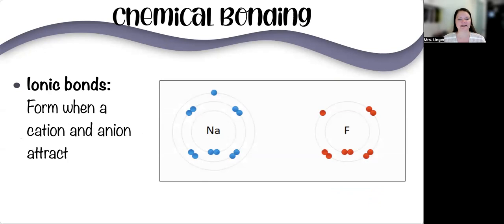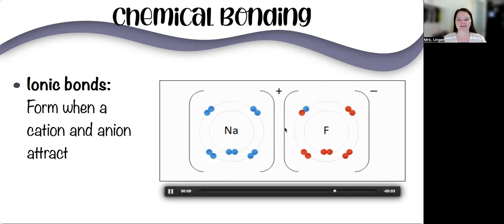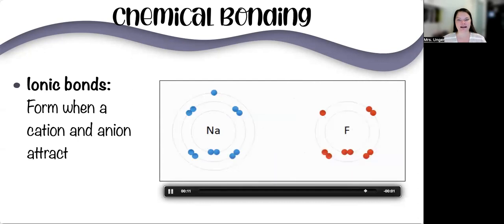Those are going to form anytime a cation and anion attract. And so again, cation is that positively charged. It has lost an electron. Anions are negatively charged. They have picked up electrons. And in the case of sodium and fluoride here, we can see that they're going to form an ionic bond because of the overall positive charge of the sodium and negative of the fluorine.